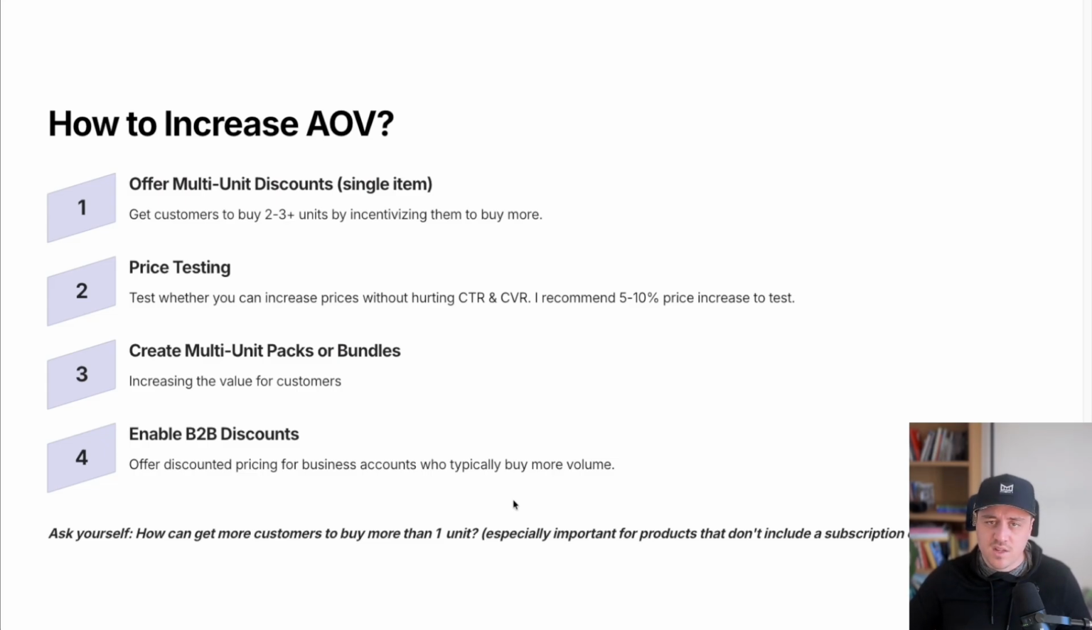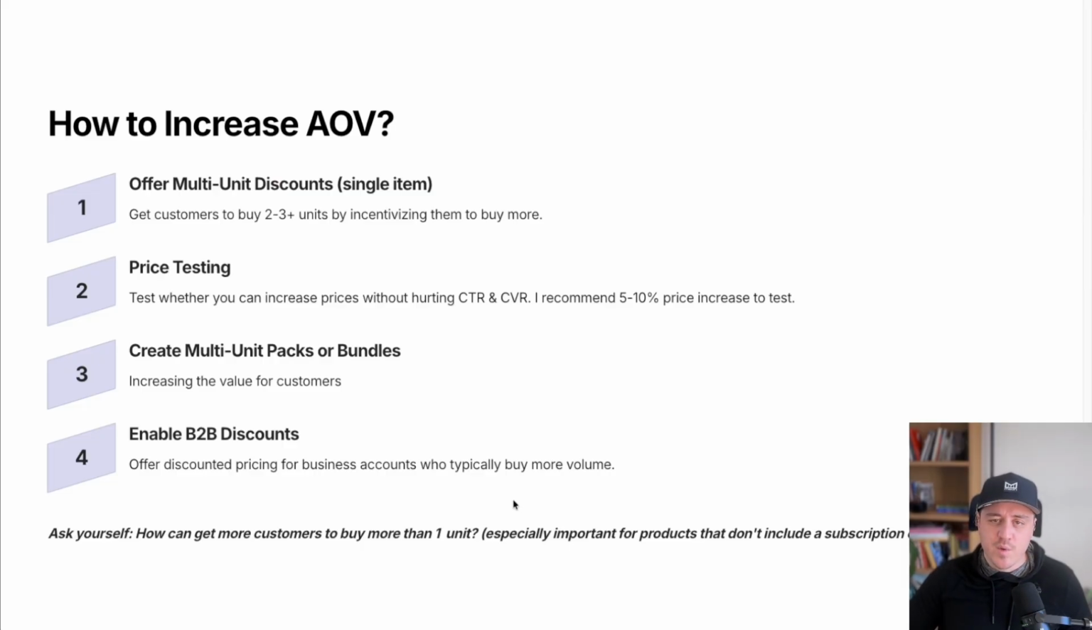If you increase or test your price and increase it by 5 to 10% at a time, it's worth seeing whether it impacts your click-through rate or your conversion rate. Don't go higher than 10% out of the gate, because more than 10% might actually suppress the listing. So just keep it under 10%, give it a couple weeks, collect the data, and then if you feel confident, you can increase it another 10%.